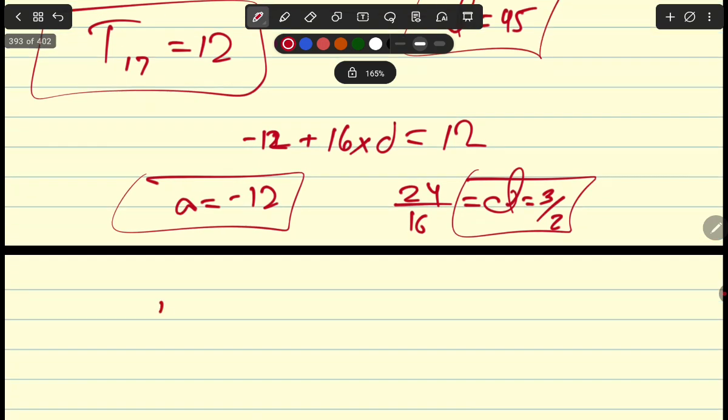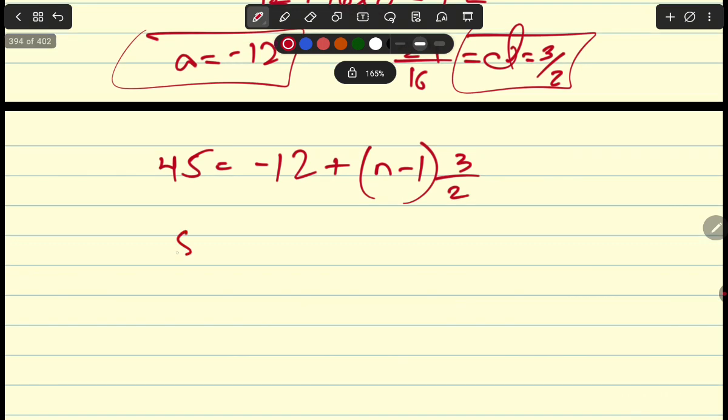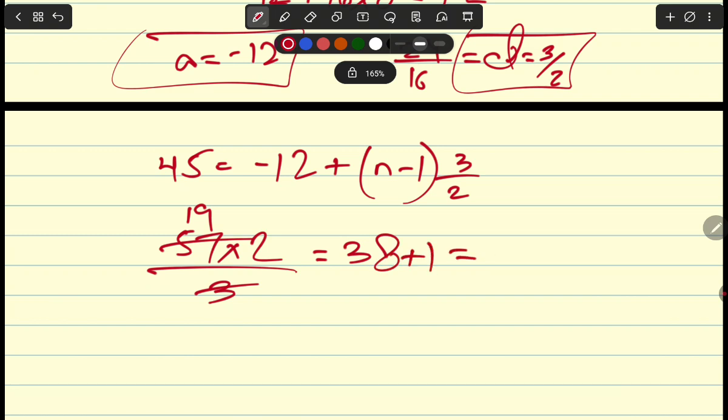Now 45 is equal to A plus (n minus 1), we don't know n, times D, which is 3 upon 2. So this becomes 57 times 2 over 3, which is 3 times 19, 19 times 2 is 38, plus 1 is equal to n, which is 39.